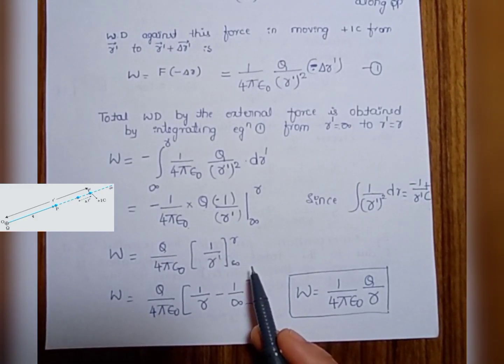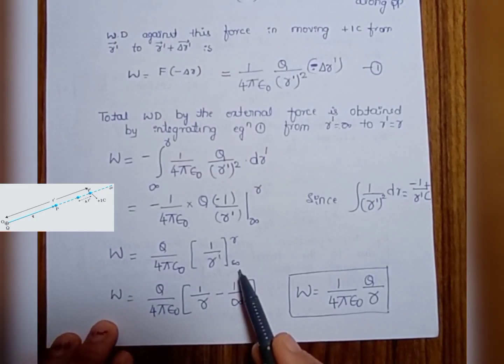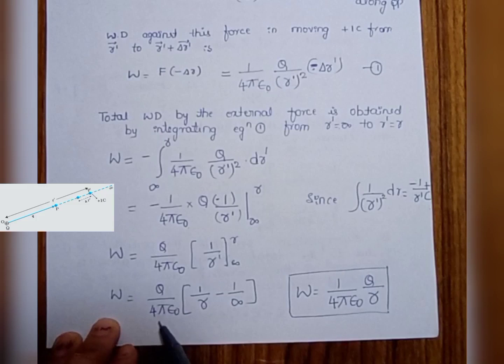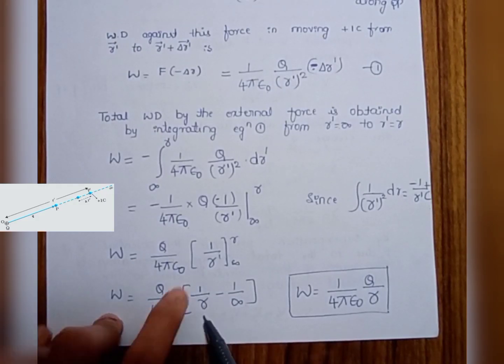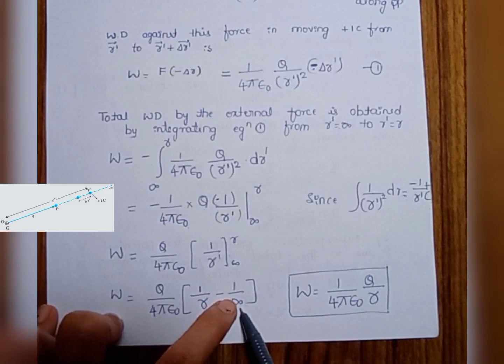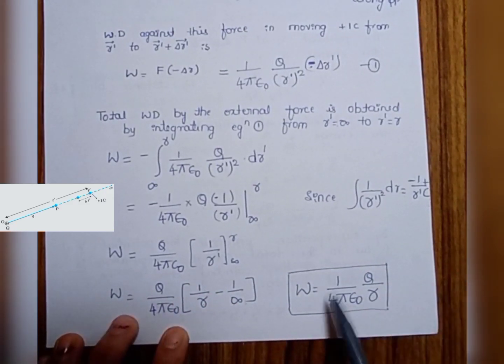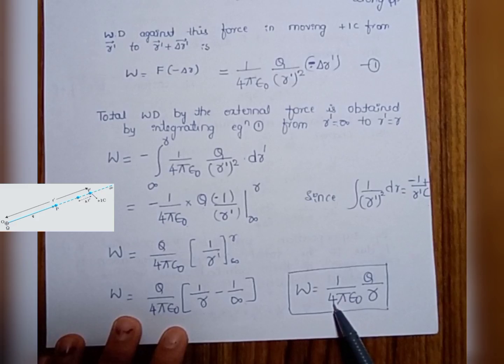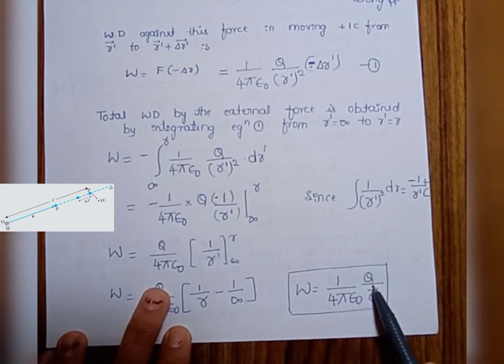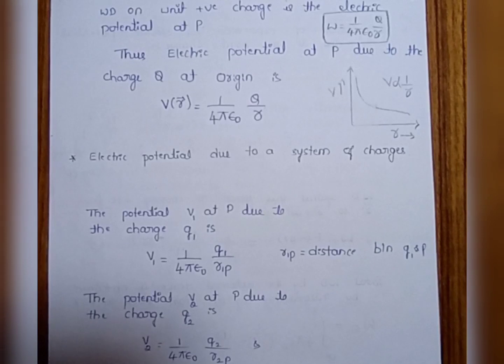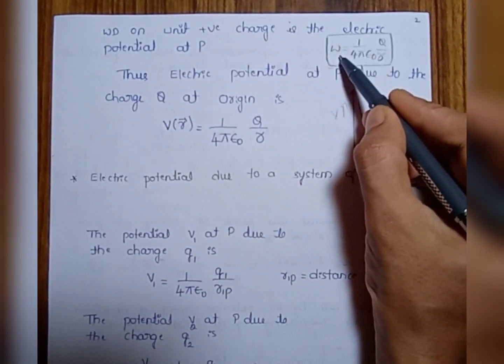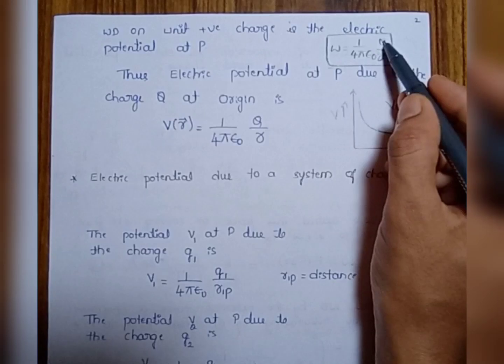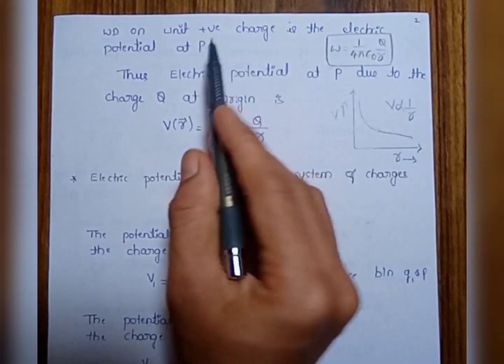We have to substitute the upper limit first and the lower limit next. Q divided by 4 pi epsilon naught into 1 divided by R minus 1 divided by infinity. Then the work done can be written as W is equal to 1 divided by 4 pi epsilon naught into Q divided by R. That work done on a unit positive charge is the electric potential at P. That W itself gives the work done on the unit positive charge, and it gives the value of the electric potential at the point P.